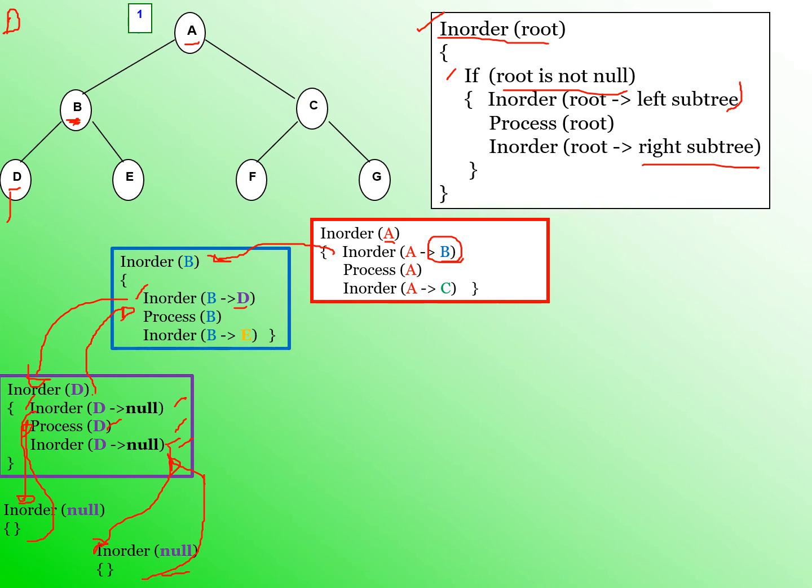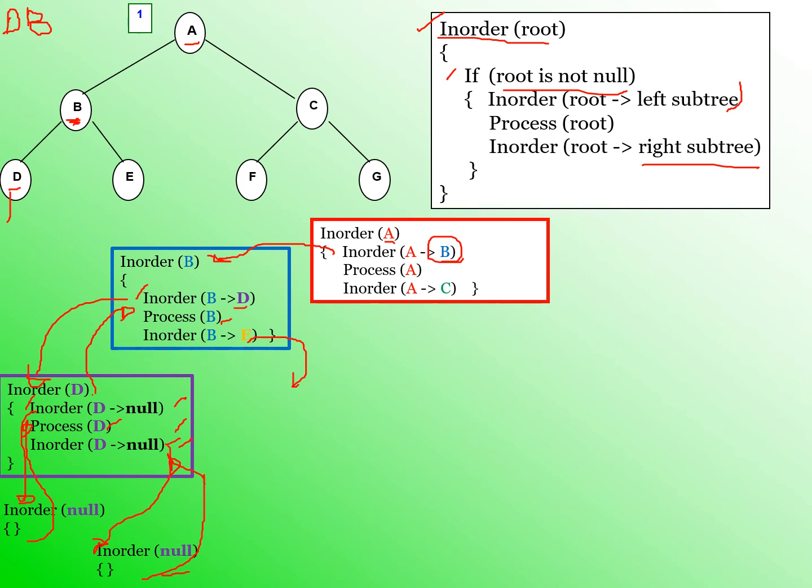And next statement will be process B. So, process natin si B, display natin yung B. Okay? Next, in order root referencing to right subtree. In order root referencing to right subtree.